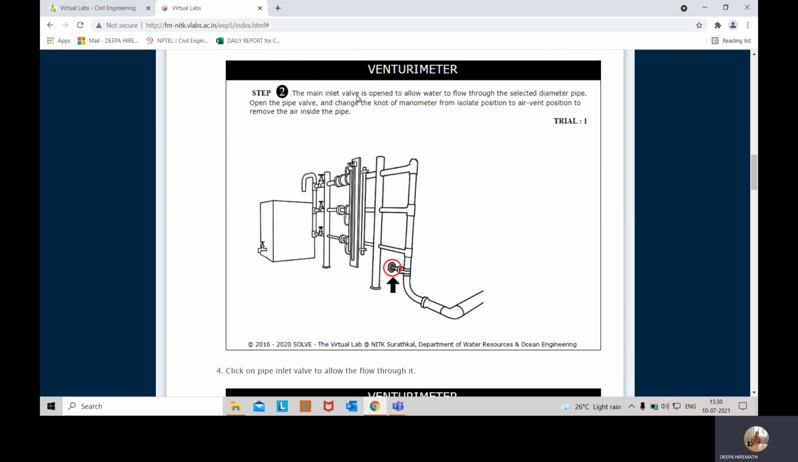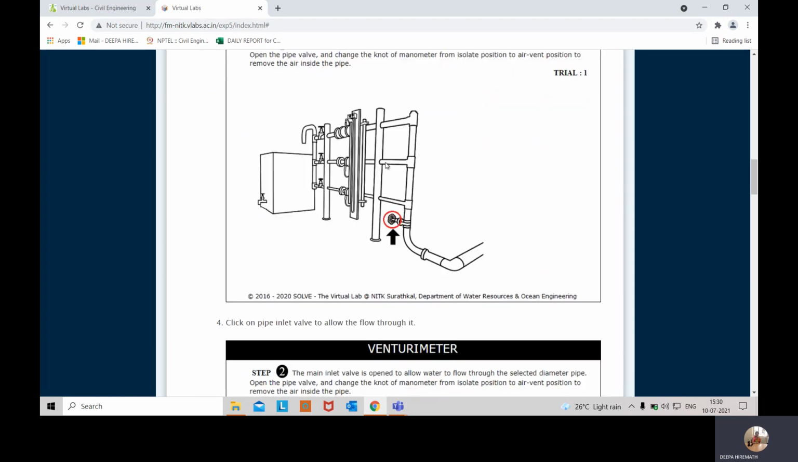After that, the main inlet valve is opened to allow the water to flow through the selected diameter pipe. Then open the pipe valve and change the knob of the manometer from isolate position to air vent position to remove the air inside the pipe.